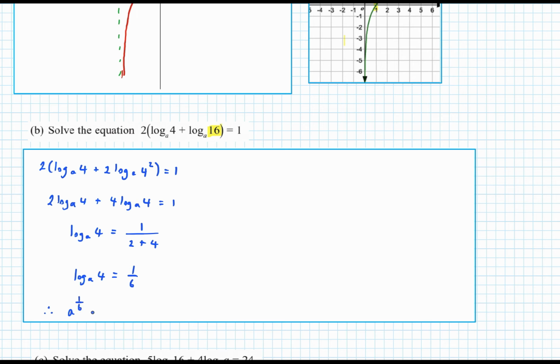In this case we have a to the 1 over 6 is equal to 4. Our final answer for part B is 4096. On your calculator this would be 4 to the power of 6.